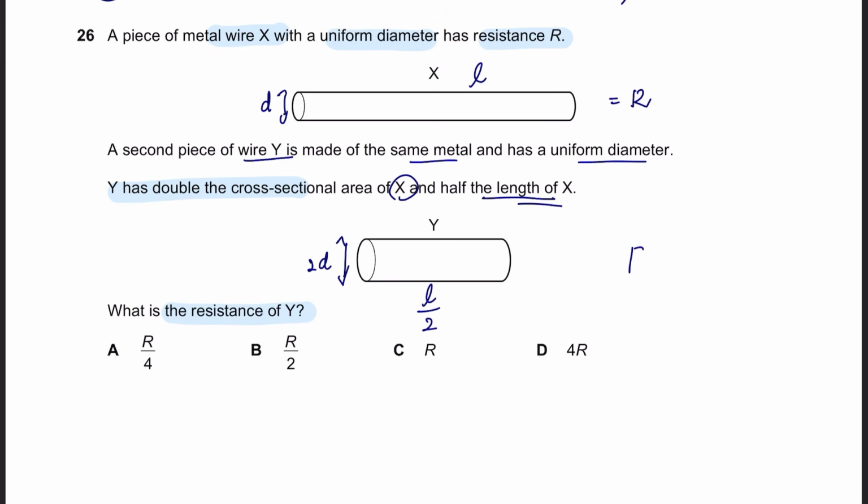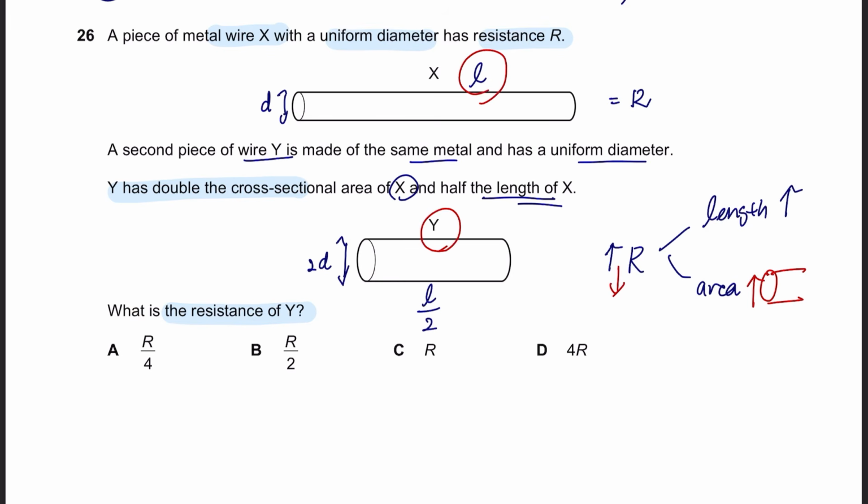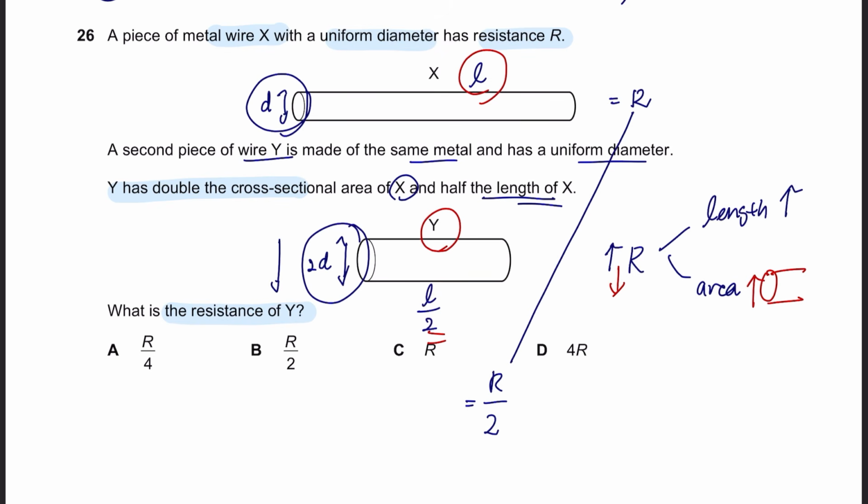Okay, remember that resistance is dependent on the length and the area. The longer the length, the higher the resistance. And as for area, the cross-sectional area, the bigger it is, the lesser the resistance, which is a good thing. So since your length here has been reduced to half, this means that the resistance has also been reduced to half. And now the area here has become double the size, meaning that your resistance will also now decrease to half. So the total resistance now would be 4 times lesser than the original wire X. So your answer is R divided by 4.